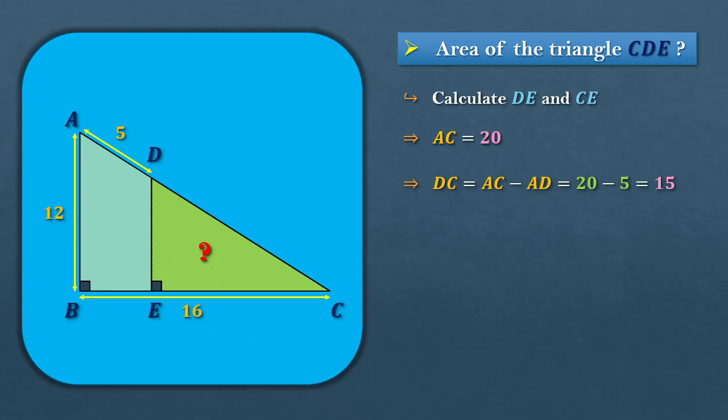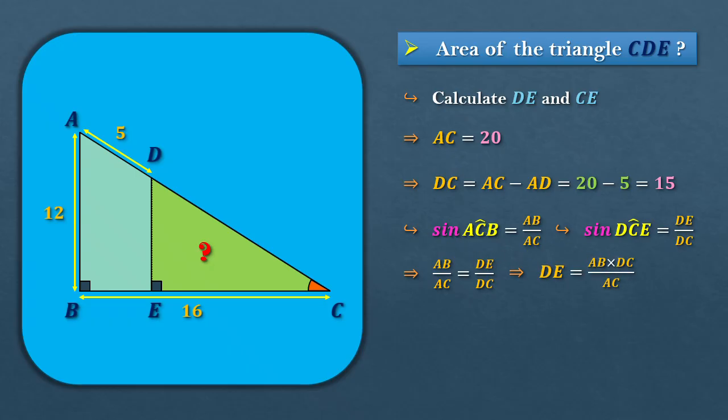Now to compute the length DE, we have in right triangle ABC the sine of angle ACB, which is equal to the opposite side AB divided by the hypotenuse AC. We also have in right triangle CDE the sine of angle DCE, which is equal to the opposite side DE divided by the hypotenuse DC. By equating these ratios, we obtain AB divided by AC is equal to DE divided by DC.